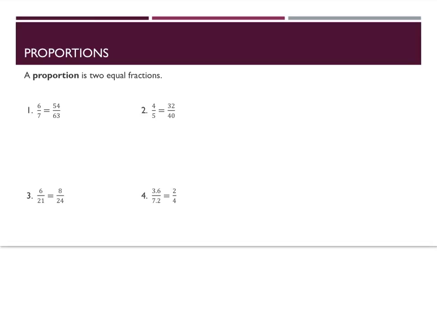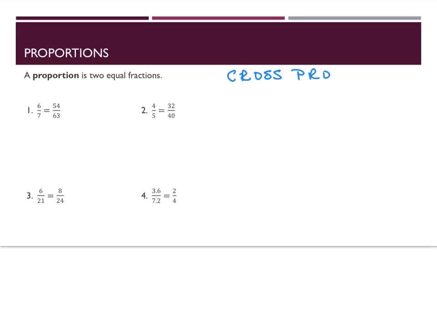A proportion is simply two equal fractions. So the first thing I have to be able to tell is whether two fractions are equal to each other. There are a number of ways of doing that, but there's one skill that we would like to practice that's going to help us in our actual solving of proportions. Proportions are equal if their cross products are equal. Cross products means we're going to cross multiply.